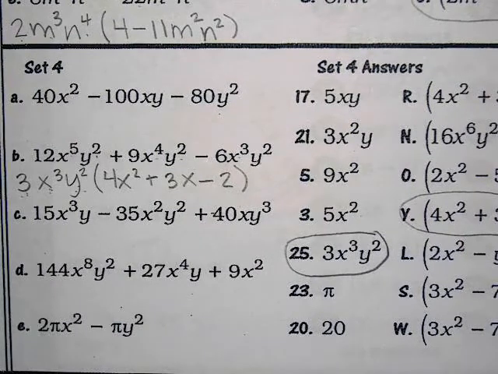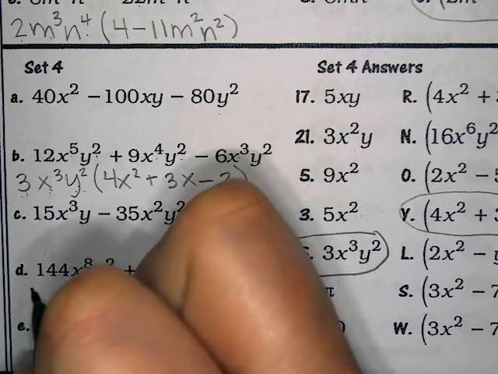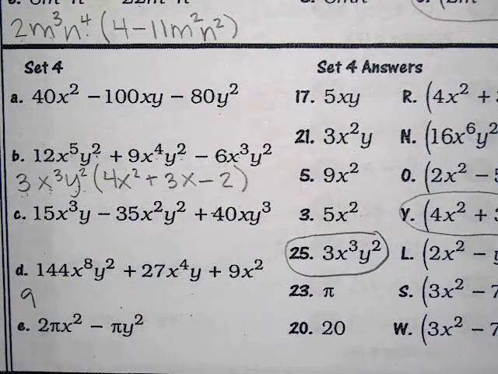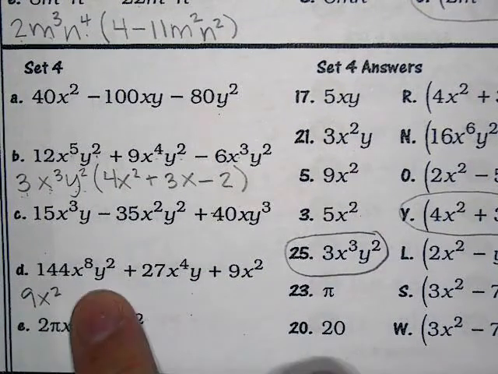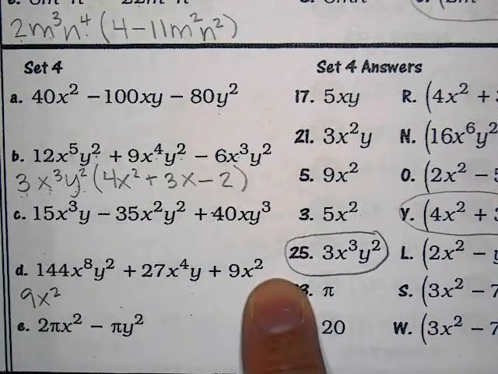Okay, so D, 144, 27, and 9. 9 goes into 9, 9 goes into 27. Let's check. Does 144 divide by 9? Yes. Okay, so let's take out the 9. Okay, and then we have an x to the 8th, an x to the 4th, and an x squared. And then we have a y squared, a y, and no y. So no y. So we can't take out a y because one of the terms doesn't have it.